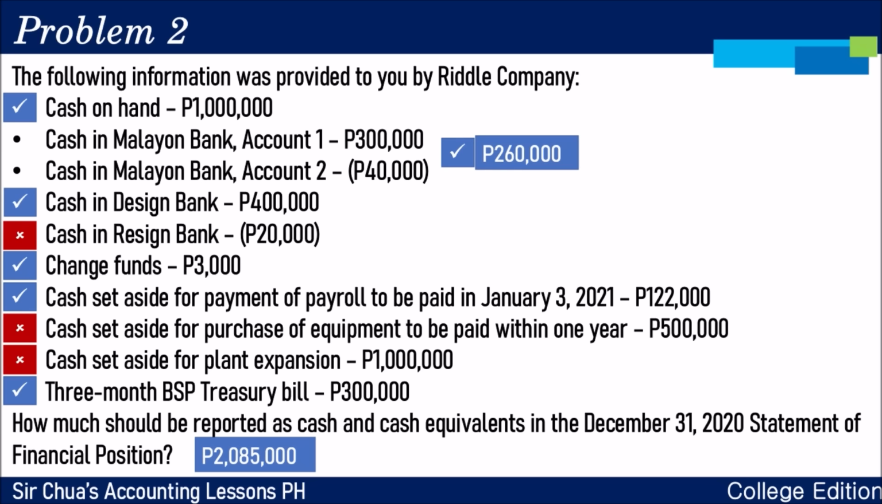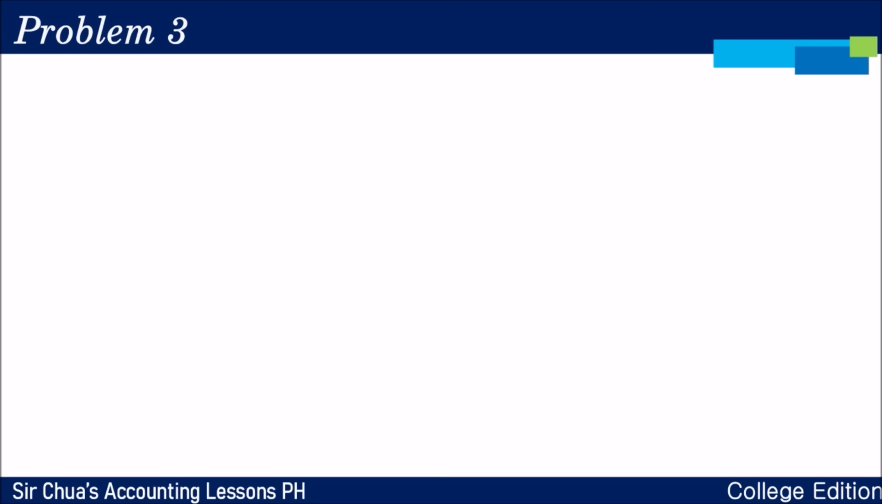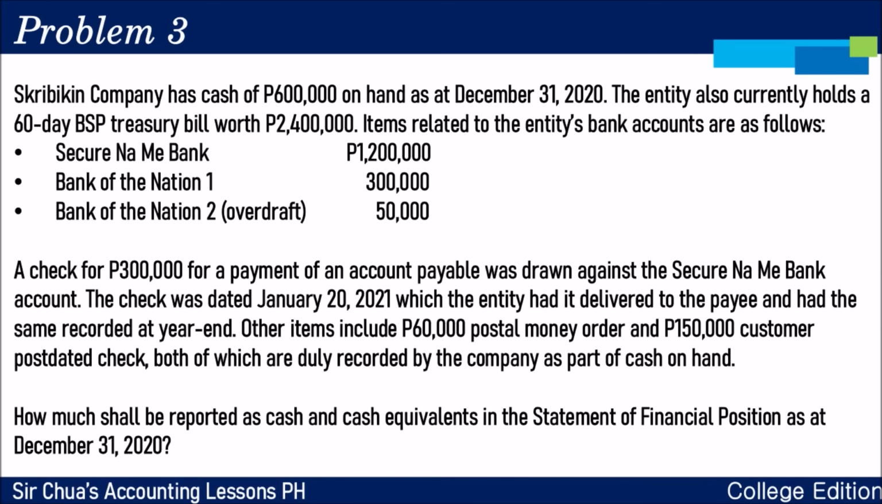Awesome. Let's have problem number 3. Scribican Company has cash of 600,000 on hand as at December 31, 2020. The entity also currently holds a 60-day BSP treasury bill worth 2,400,000. Items related to the entity's bank accounts are as follows: Secure-Nami Bank, 1,200,000, Bank of the Nation Account 1, which is 300,000, and an overdraft in the same bank na mayroon kang second account na 50,000.